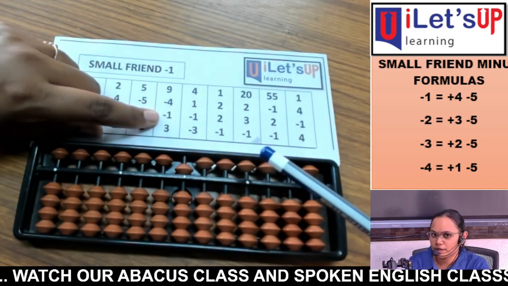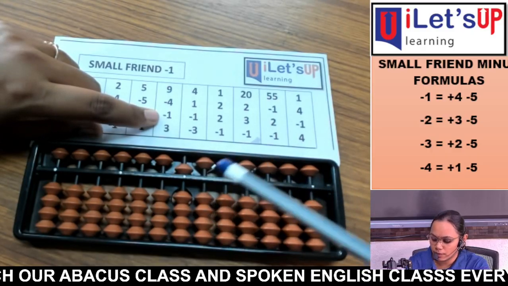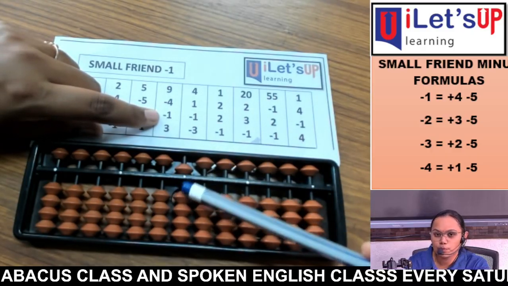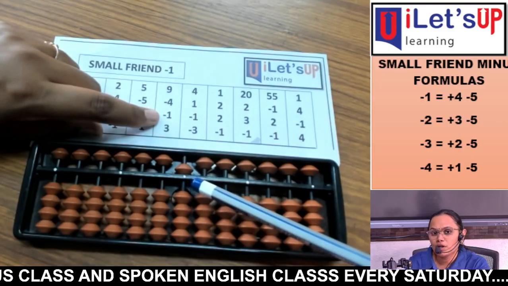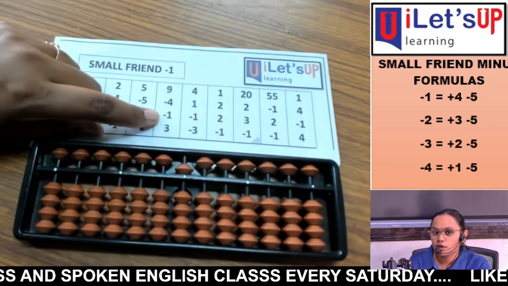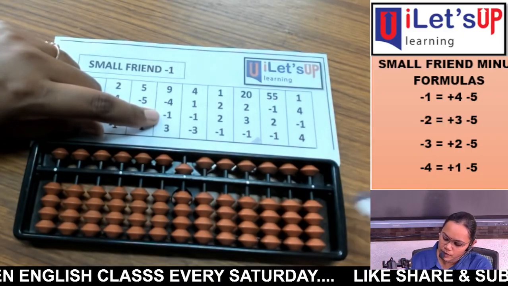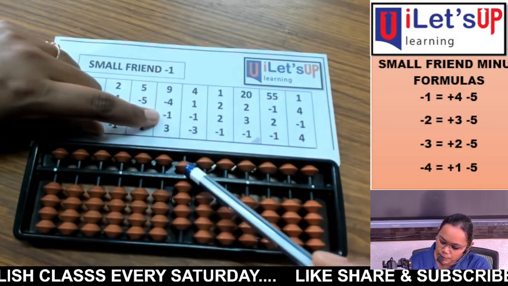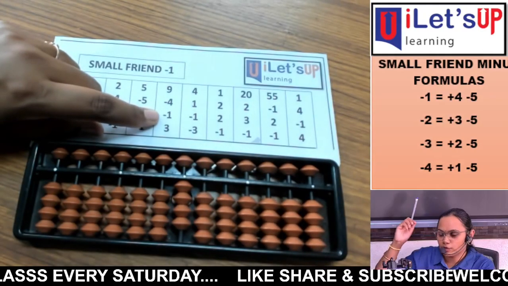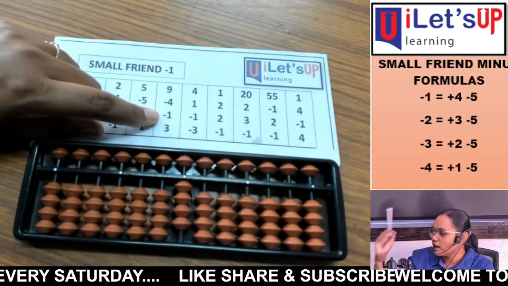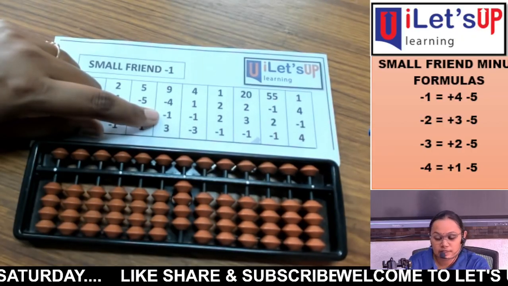How can I subtract 1? Why can't I subtract 1? Because there are no beads to pull back. So the formula comes to our rescue. What does the formula say? The formula says add 4, subtract 5. Simple. Here you have the formula. Add 4, subtract 5. That's it.